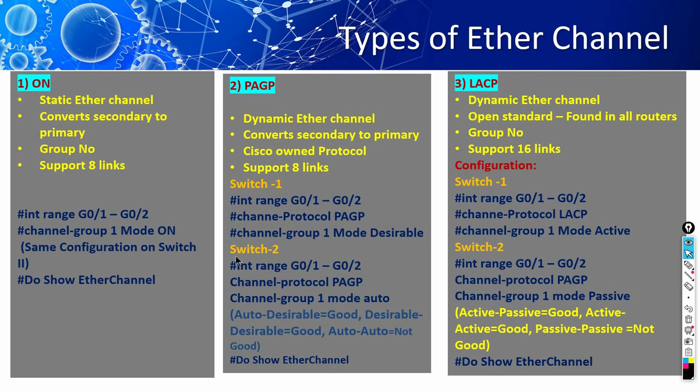The second type is PAgP, I don't know how you are going to pronounce it, but it's up to you. This is actually a dynamic EtherChannel that converts the secondary link to the primary, and this is a Cisco-owned protocol. That means you will find this protocol only in Cisco routers, and you will not see it in any other vendor's router. So this is all the configuration for switch 1 and switch 2. We will see that configuration. And one thing I wanted to say over here, let me show you.